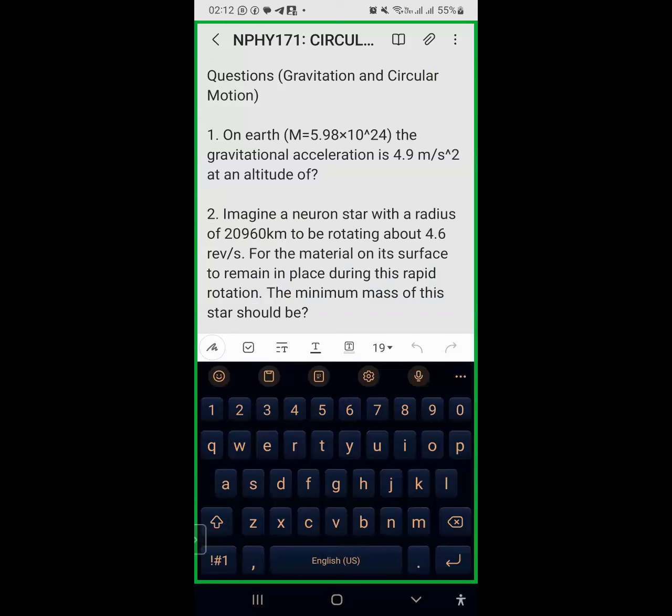In today's revision class for Physics 171, we're going to look into circular motion and gravitation. We will be solving problems involving the centripetal forces, the speed, the radius of revolution, as well as the period of revolution, including the object mass.